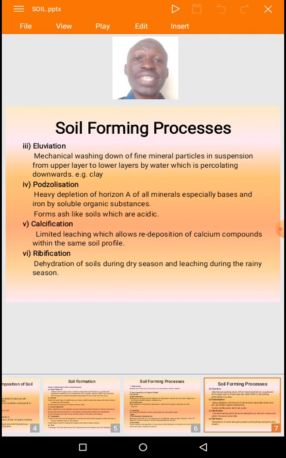There is calcification. Remember, we are looking at soil forming processes. Limited leaching, which allows redeposition of calcium compounds within the same soil profile. So when leaching is limited, there will be accumulation of calcium at this level of the soil. So calcium is born as a result of the calcification process.